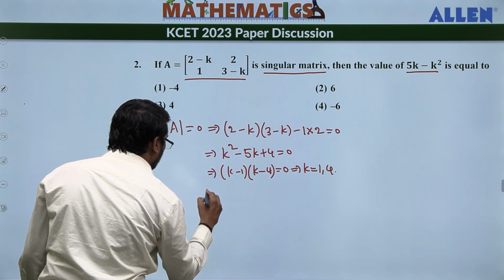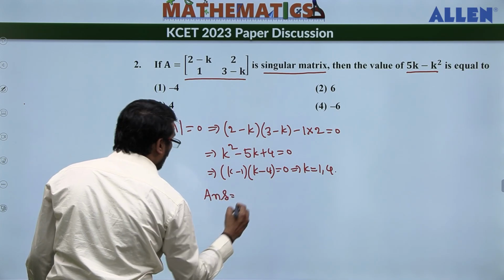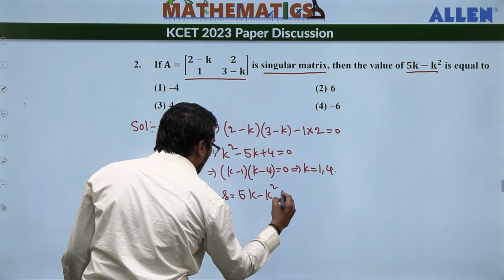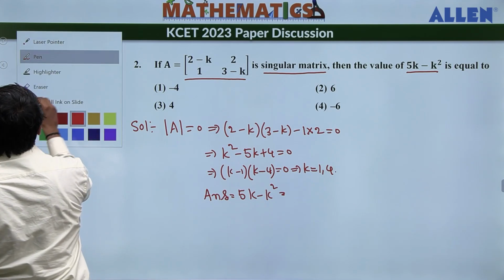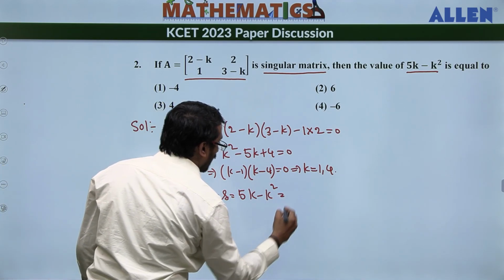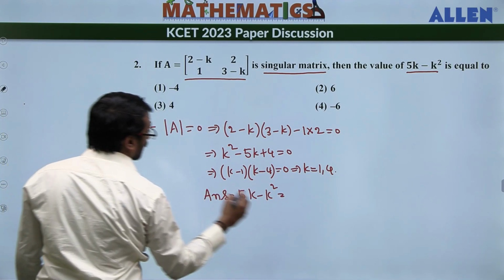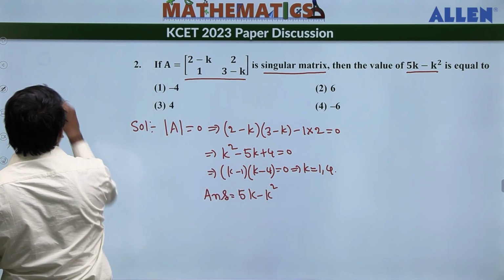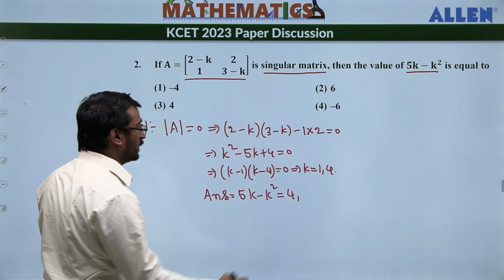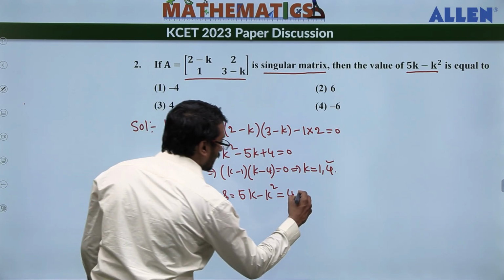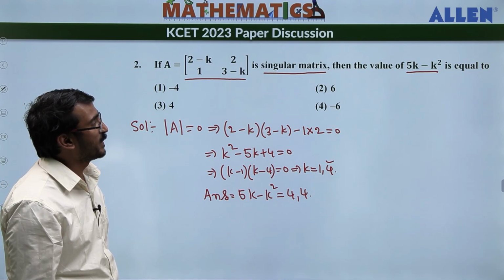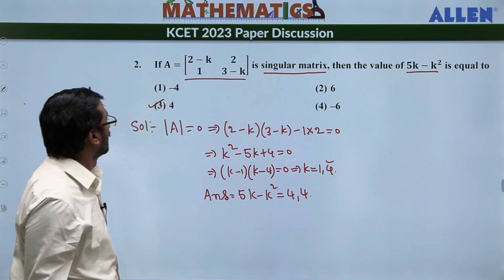What is the answer? 5k minus k square. Take k is equal to 1. Five minus 1, 4. Take k is equal to 4. 20 minus 16, 4. So, both values of k give us the same value of 5k minus k square. So, the correct answer is 3.